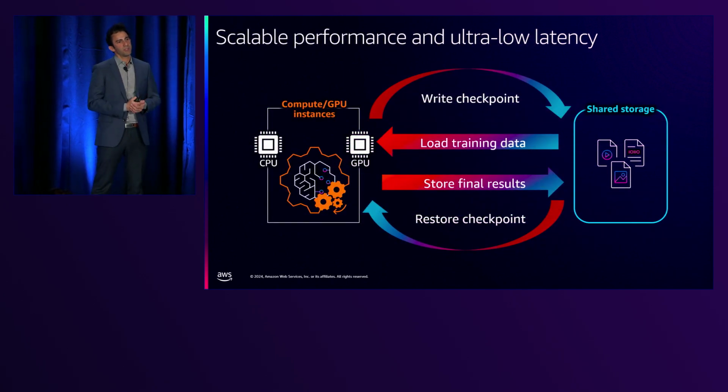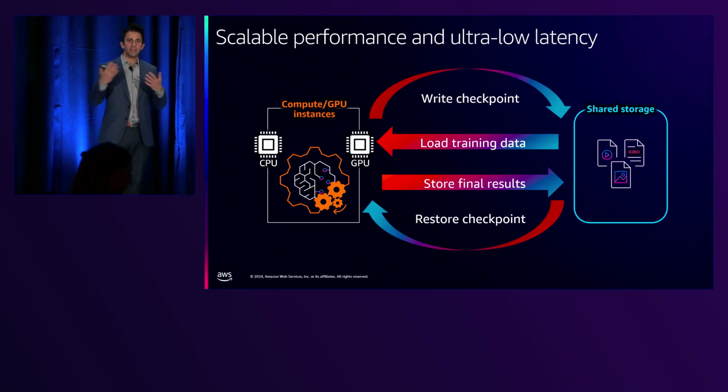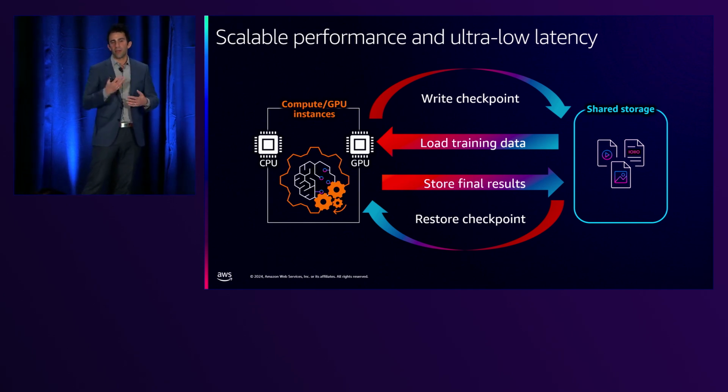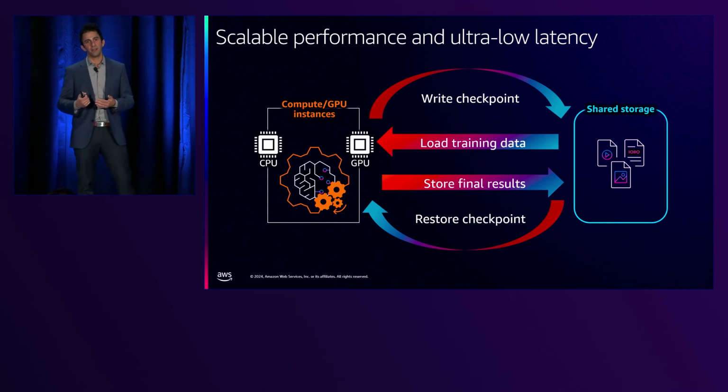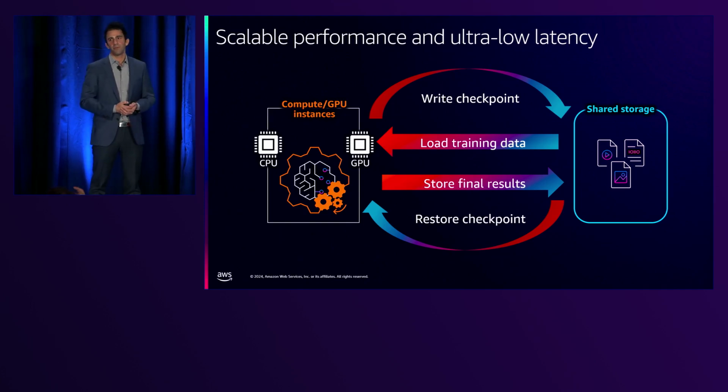The next thing that customers have asked us for is scalable performance and ultra-low latencies. We've talked a bit about this idea that you need to take the data from your storage and feed it into your training instances, that you might need to save the state of your model back to storage at intermediate states in case there's a node failure during the training process, or to restore the model to a previous state and time later so you can reevaluate its accuracy before and after certain changes that you've made in your training process. Now, this is important for a number of reasons.